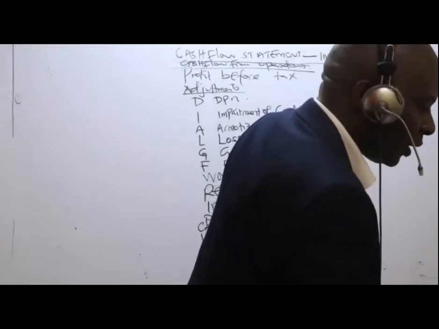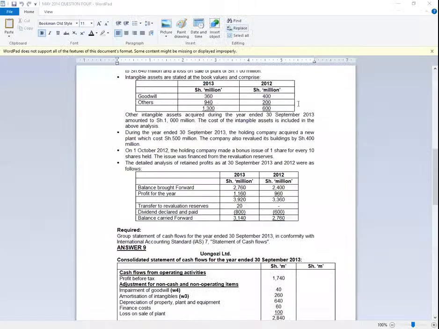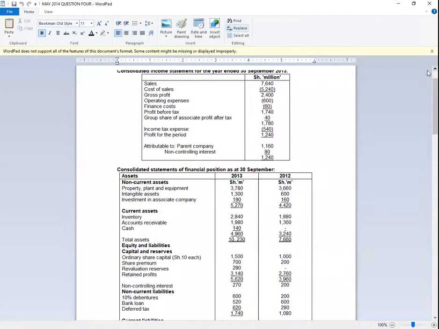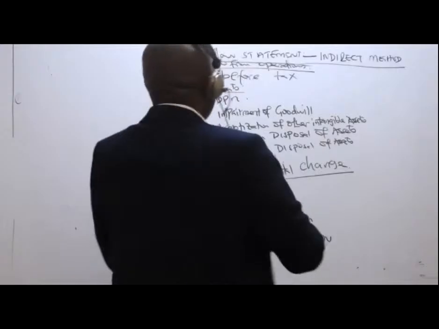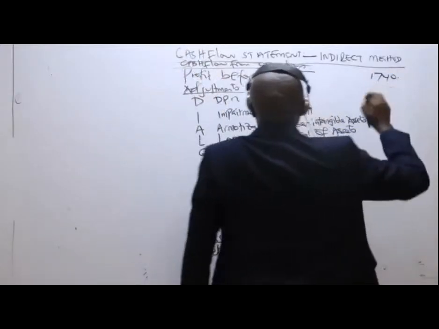Now that you have this question, are you able to read for me these values very fast? So profit before tax. If I look at my income statement, I can see sales and so on. But the one that I would wish to pick here is this profit before tax of 1740, low hanging fruit. I'm in the harvesting season. So in this case, this is 1740.